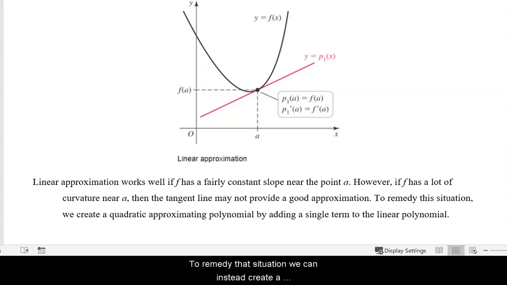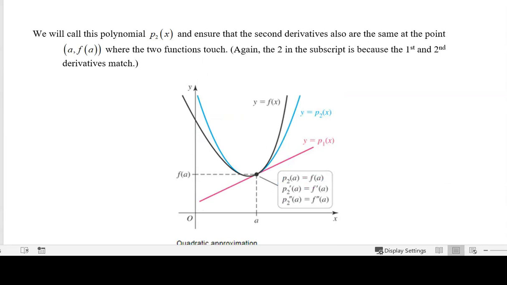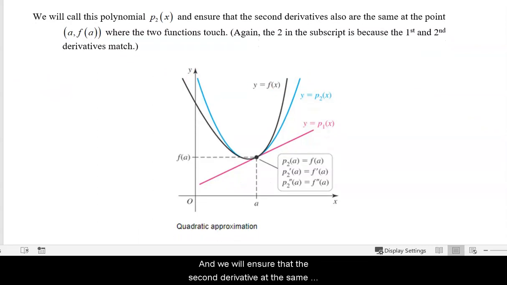To remedy that situation, we can instead create a quadratic equation, which is curvier than a line, and use that to approximate the function by adding another term to the line. Remember, the difference between the equation of a line and the equation of the quadratic is the ax squared term from the quadratic. We'll call this second polynomial, the quadratic one, p sub 2 of x, and we will ensure that the second derivatives at the same point, (a, f of a), also agree where the two functions touch.